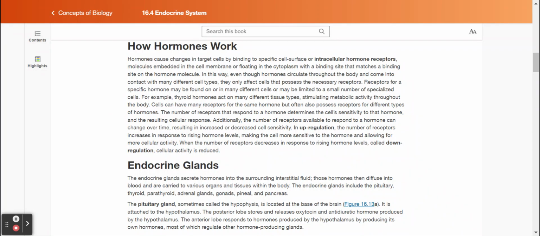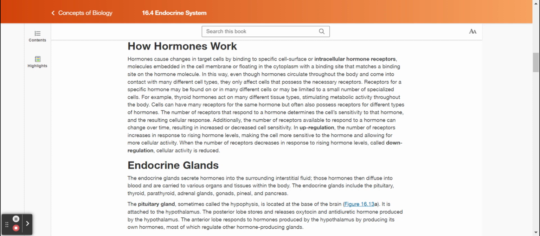How hormones work. Hormones cause changes in target cells by binding to specific cell surface or intracellular hormone receptors, molecules embedded in the cell membrane or floating in the cytoplasm with a binding site that matches a binding site on the hormone molecule. In this way, even though hormones circulate throughout the body and come into contact with many different cell types, they only affect cells that possess the necessary receptors.